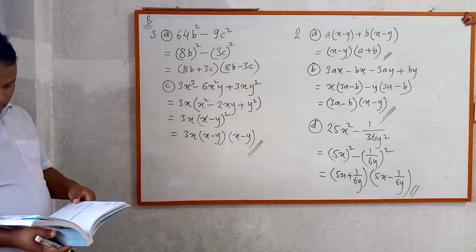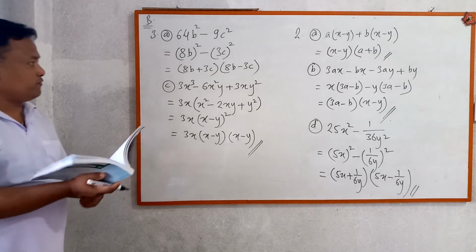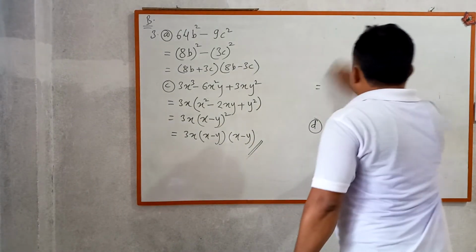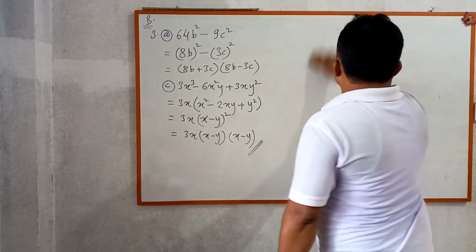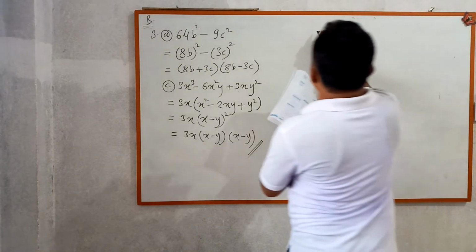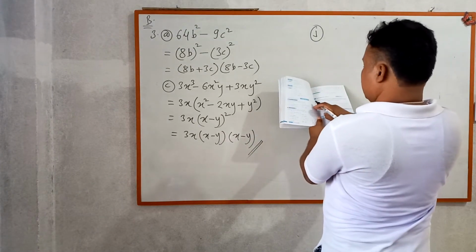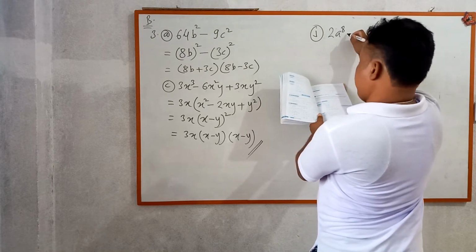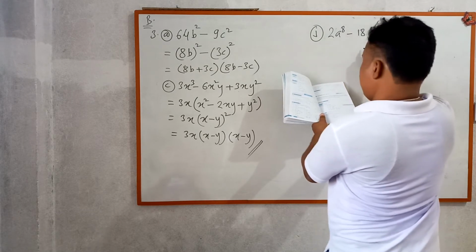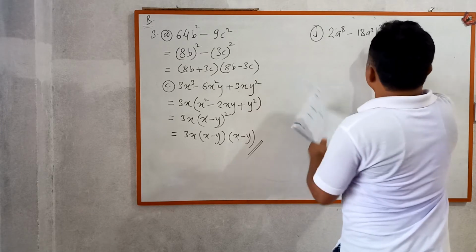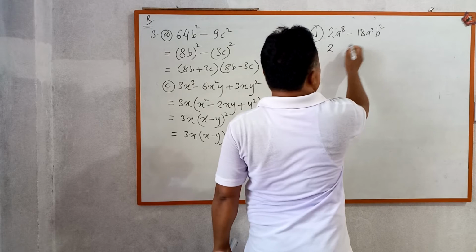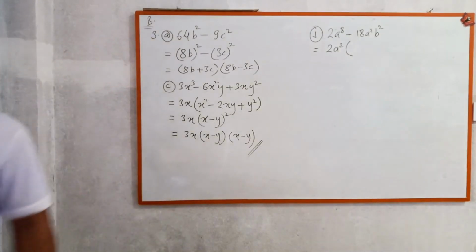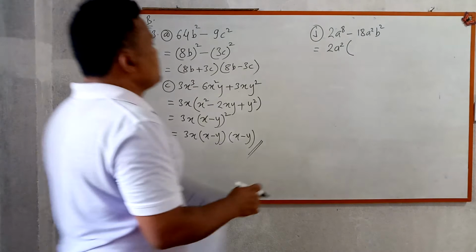Now from this C number, last one, J number, I will do for you. J number, you have 2a^8 minus 18a square b square. And this equals, 2 is common, and from a^8 and a square, a square is common. 2a square is common. And what is left here now?